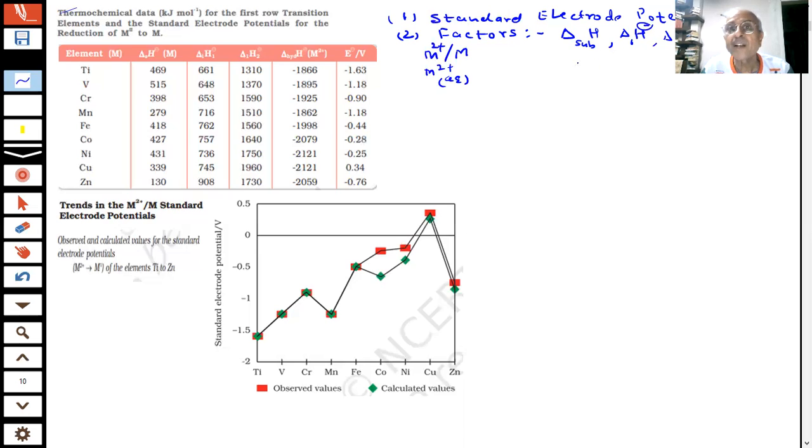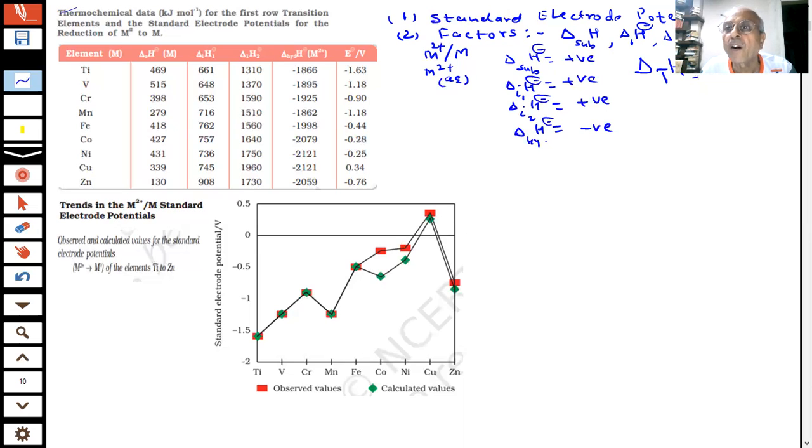So it is not one thing, students, because some are positive and some are negative. Delta atomization or sublimation is positive. Delta I1 H is positive, and delta I2 H is also positive. But delta hydration H is negative. So the total change in enthalpy, if I put the standard values, is the sum of all these. So why are the values coming negative or positive, students? That is the addition of all these things. You have positive terms and negative terms.